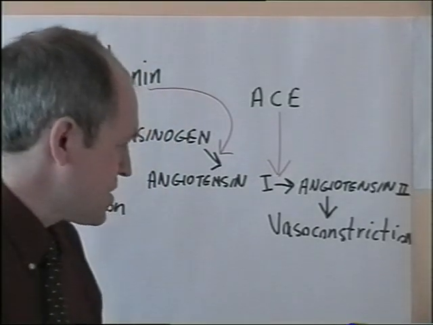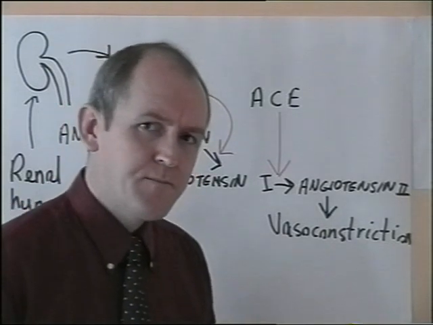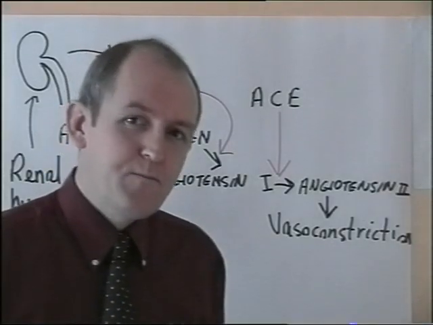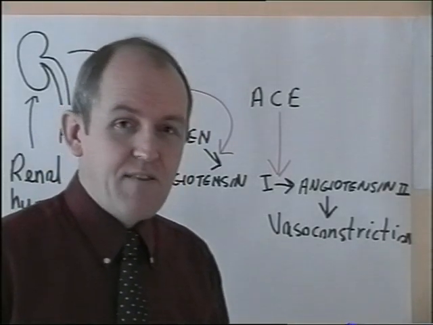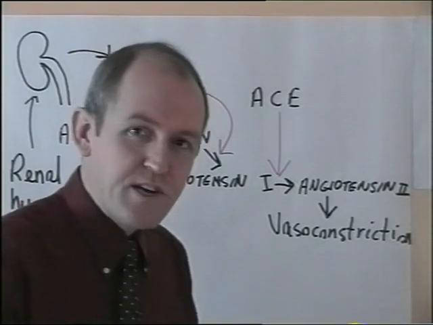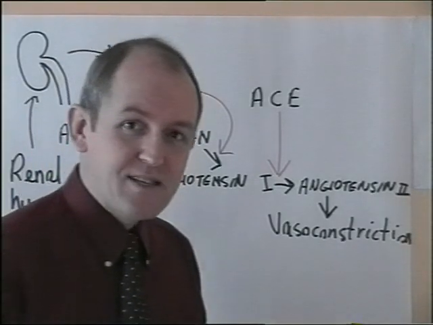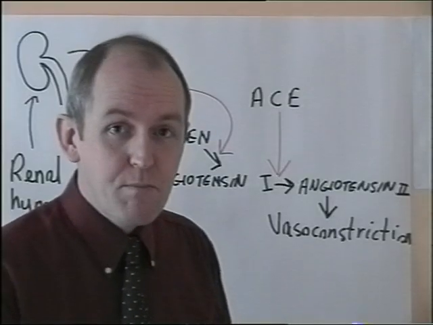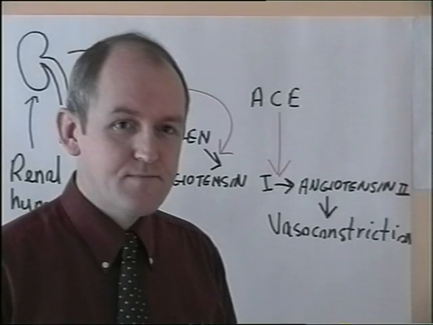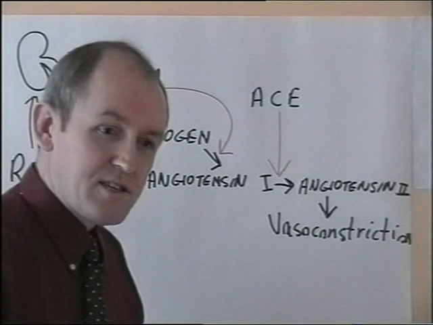Actually, as well as vasoconstricting the arterioles, angiotensin 2 will venoconstrict a little bit. If you get a venoconstriction, that increases the pressure in the veins of the body, and that increases the amount of blood which is going back to the heart. It improves venous return to the heart. If there's more blood going back to the heart, the heart has more blood to pump out. Therefore, it can increase cardiac output. But the main mechanism in terms of vasoconstriction is the arterioles.